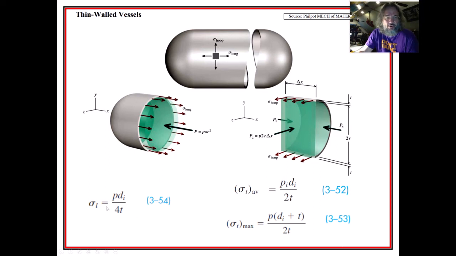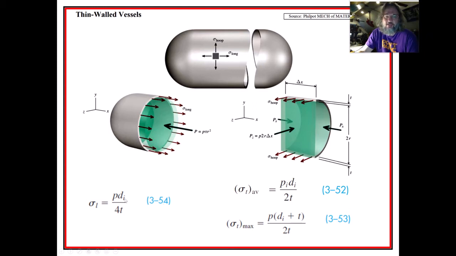So here's stuff that I have written down, and here are the equations that we would want to look at. For the longitudinal stress, it gets real easy. It's just the pressure times the inside diameter divided by 4 times the wall thickness. Okay, so that's equation 3-54.